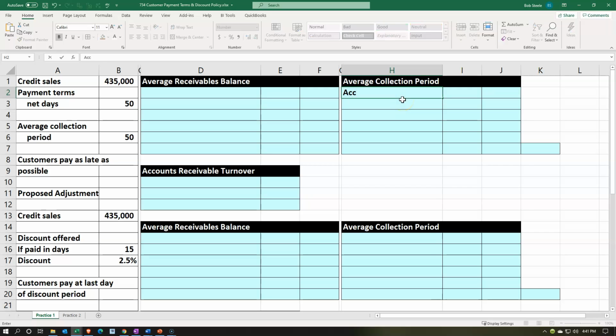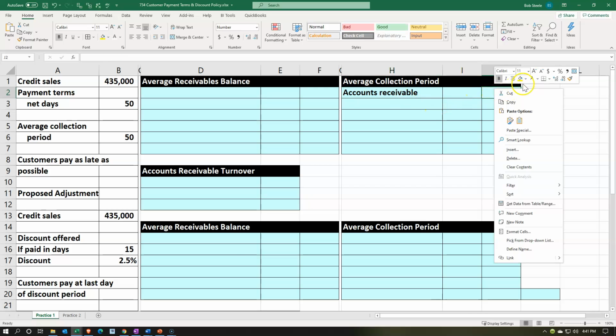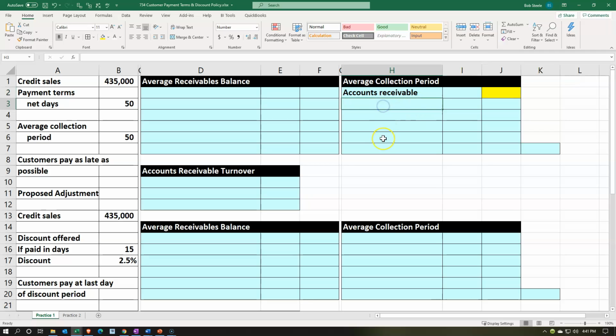That calculation will typically be accounts receivable. I'm going to put that in the outer column. This is what I don't know. I'm going to make that yellow. And then I would divide that by the average daily sales. I'm going to put a subcalculation to get the average daily sales.